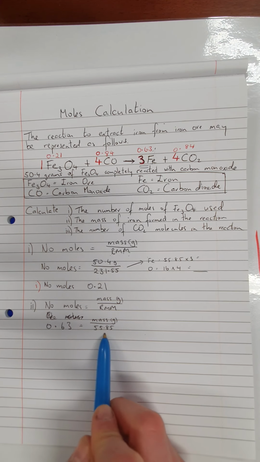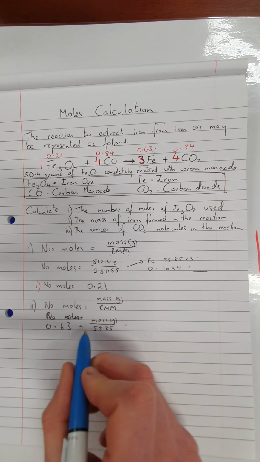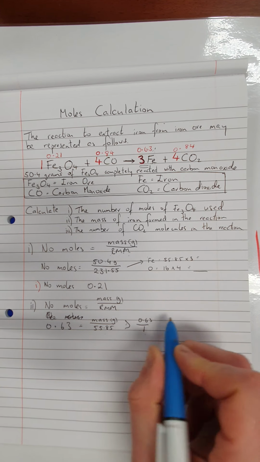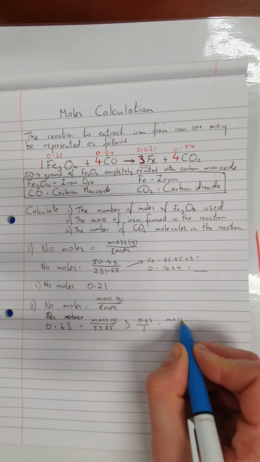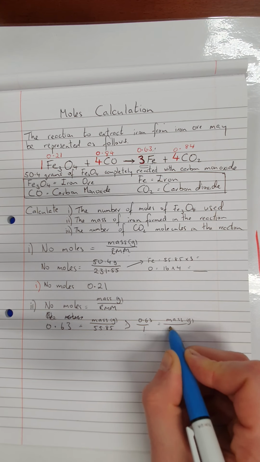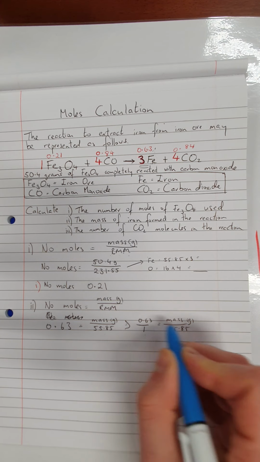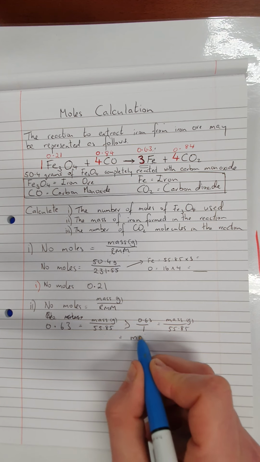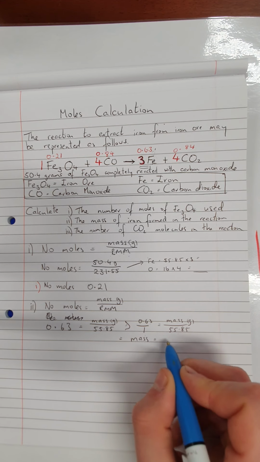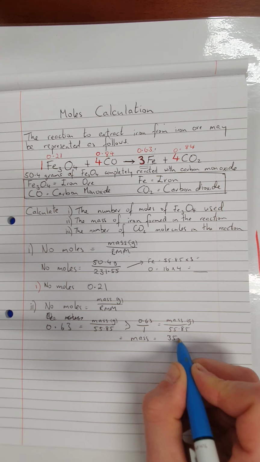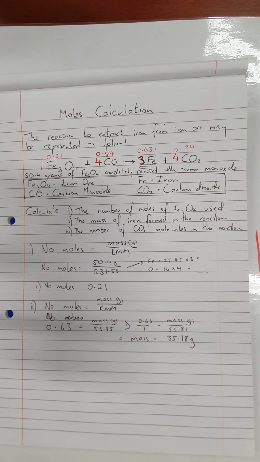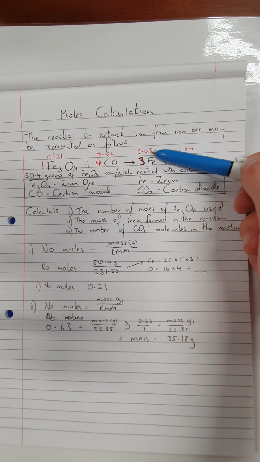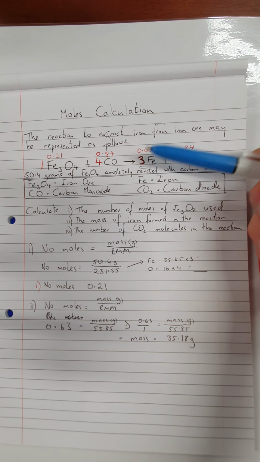So I'm left with this here. A number equals a fraction. So to solve that, what I'll do is I'll put 0.63 over 1, and I'll let that equal the mass in grams over the RMM, and I'll cross multiply. And when you cross multiply, your mass ends up equaling 35.18 grams. So that is how many grams of this I would have ended up with. Okay, so that was quite easy once I knew what I was looking for.